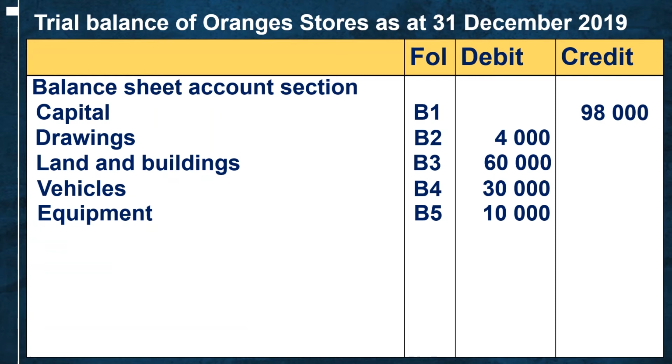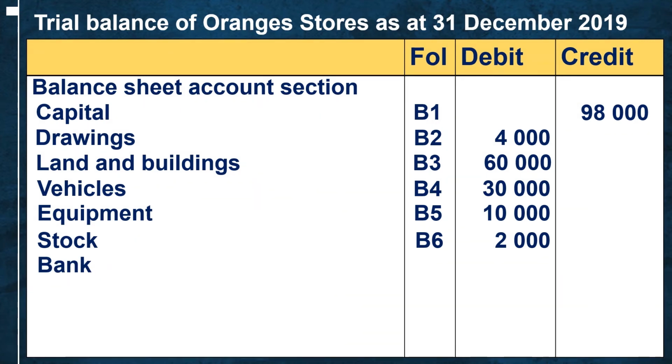Then we move on again to stock. We write stock in the first column, and in the folio column we write B6. We then record the amount of 2,000 Namibian dollars in the debit column because stock increases on the debit side. We move on to bank.